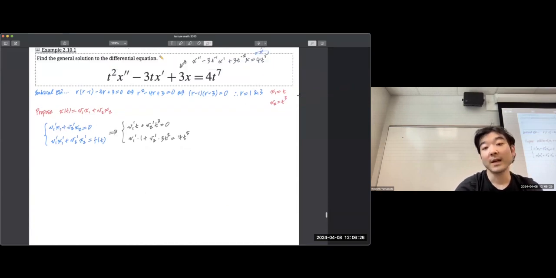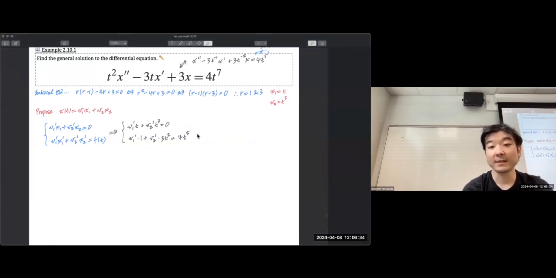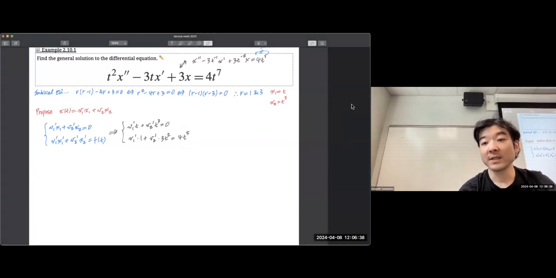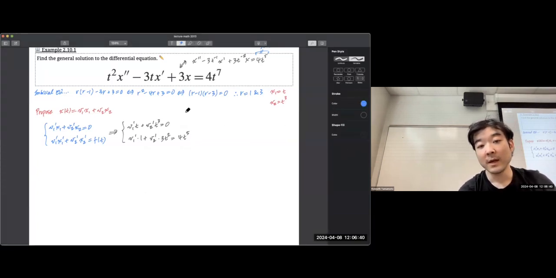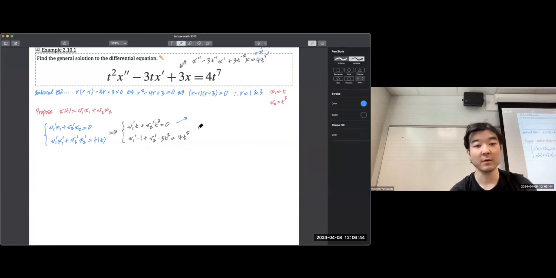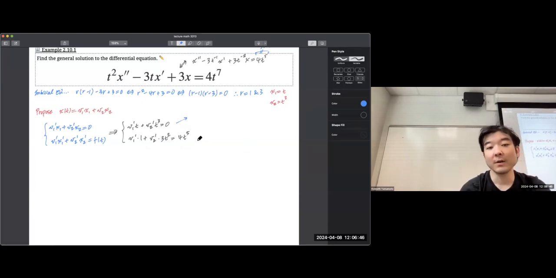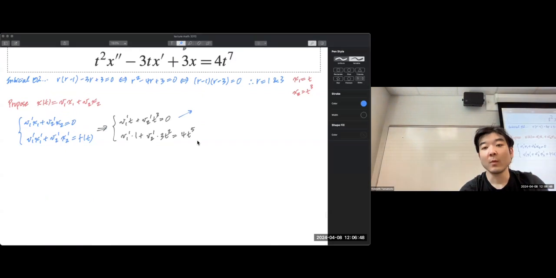So our x1 and x2 are t and t cubed. So those go into x1 and x2. x1 prime and x2 prime are just the derivatives of those two. So you have this. And what I'll do is I'll just take the first equation, and we can just solve this system just by hand using our traditional algebra. So our unknowns are V1 prime and V2 prime. And what we can do is we can just solve for V1 prime.